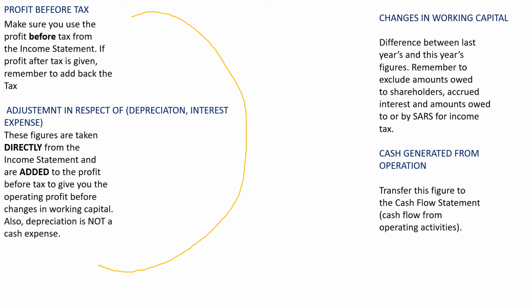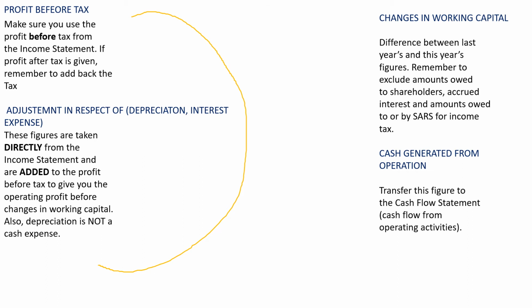Okay, but remember to exclude amounts owed to shareholders, accrued interest, and amounts owed to or by SARS for income tax. But trust me, you normally wouldn't have that problem, but just remember it. Just keep it at the back of your head just in case you need it.